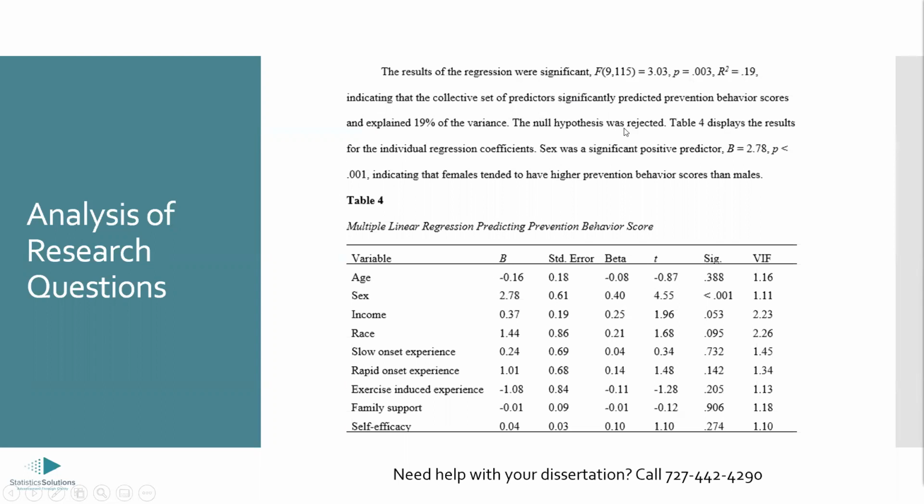And then for a regression, we usually present a table showing the results for all the individual regression coefficients. And we might have some narrative explaining the regression coefficients if any of those are significant. In this case, we have a regression coefficient that is significant. So we interpret that regression coefficient, say it's a positive predictor, and give a short statement about what that means.